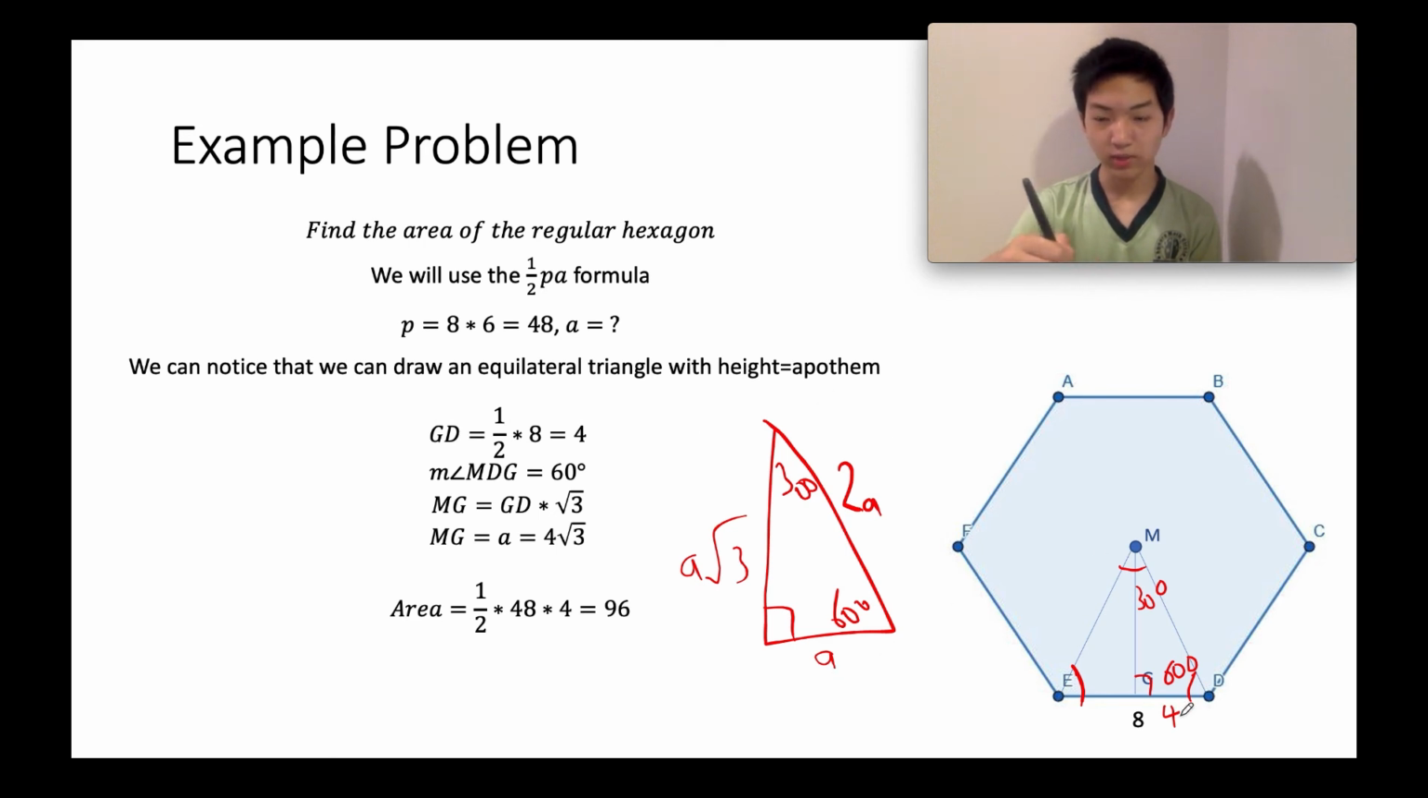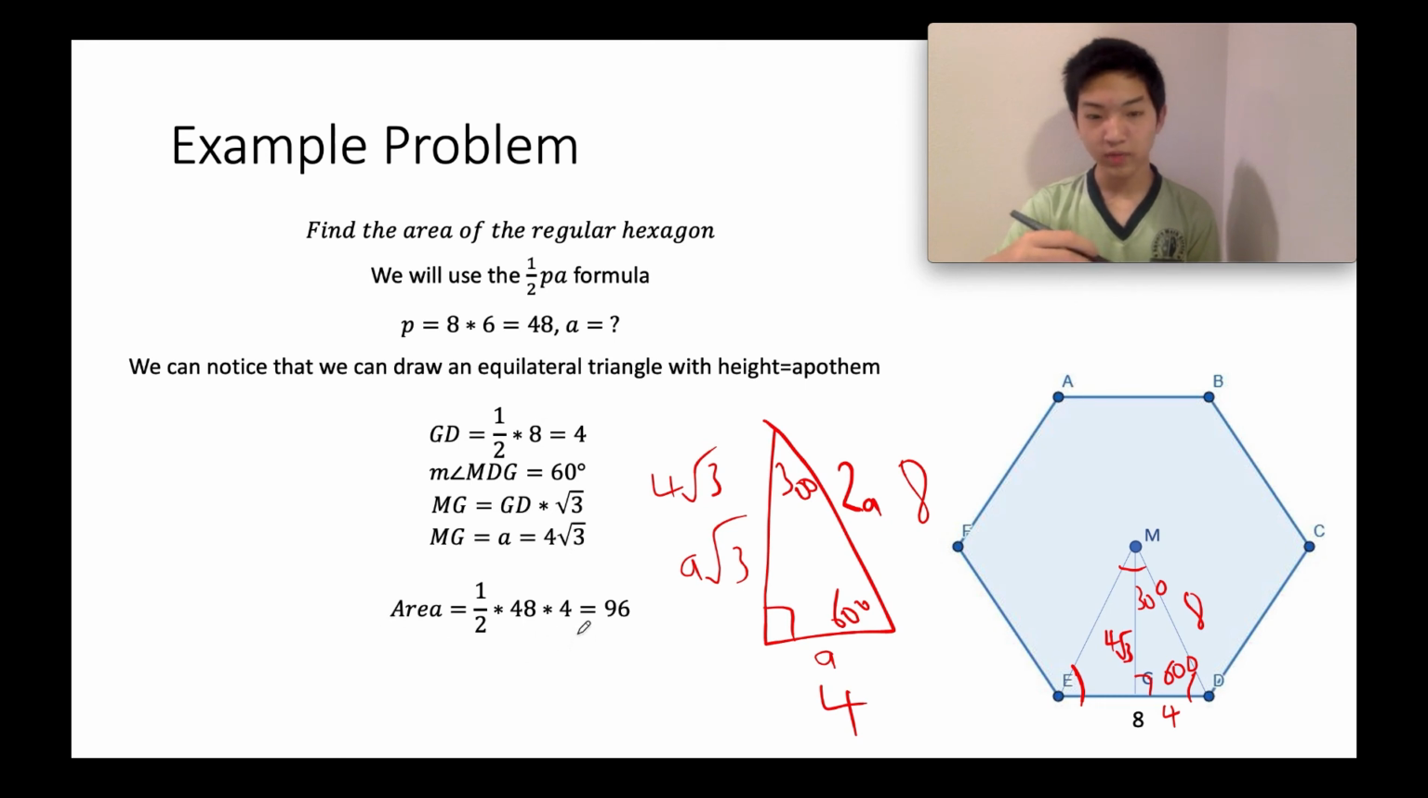So if we were to plug in the values from here, we'd see that this is 4, that would be 8, and this would be 4 radical 3. And this just so happens to be the apothem here, as this triangle is just this triangle drawn there. So now we have our apothem, which is 4 radical 3. We can plug it into our area formula, and we will get area equals 1/2 times 48 times 4 radical 3, which would be equal to 96 radical 3.